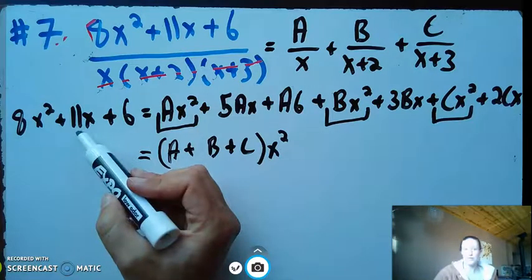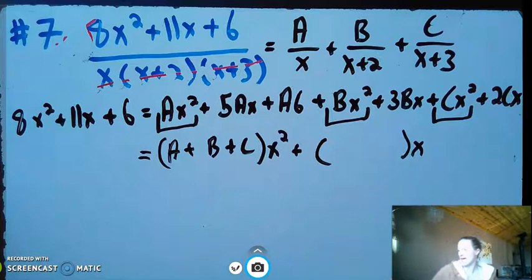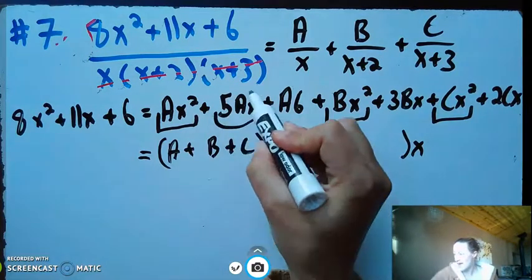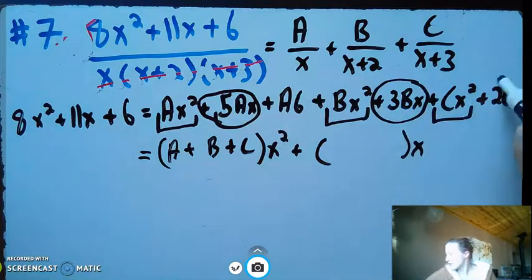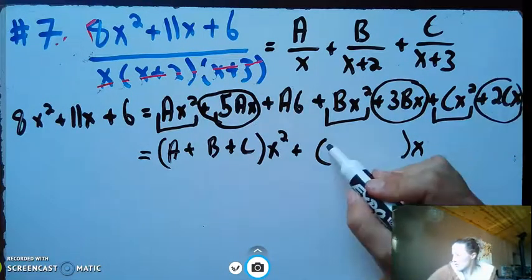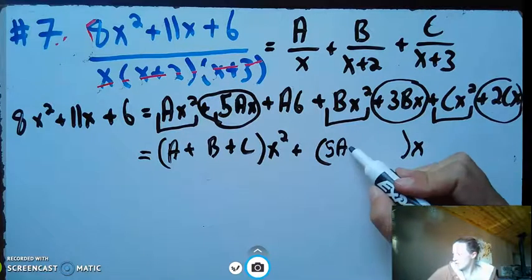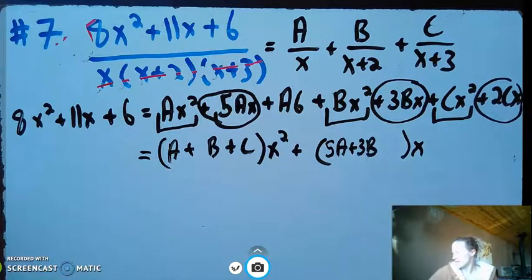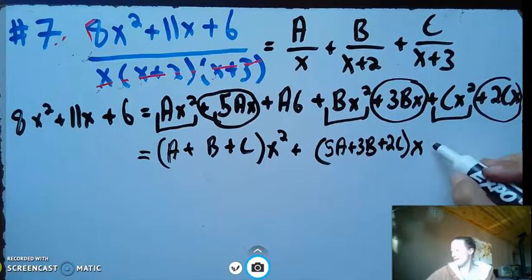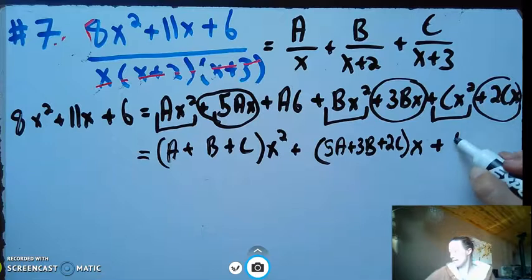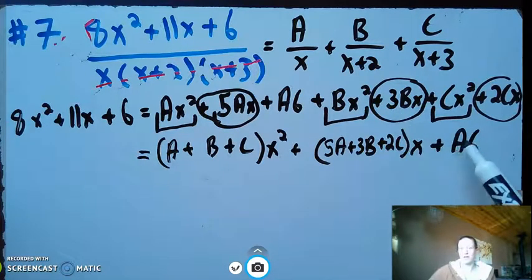And now we want something rather x. So let's leave space and say, okay, give me all the x terms. 5ax positive and 3bx positive and 2cx. And then the only thing left over is a6 or 6a. So you could have these in whatever order you want.